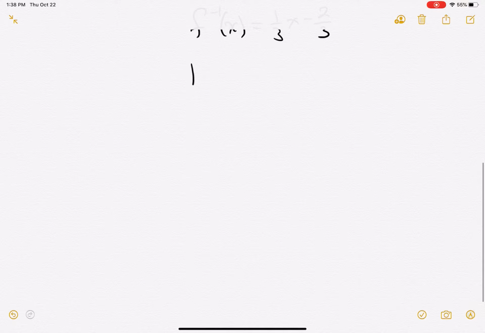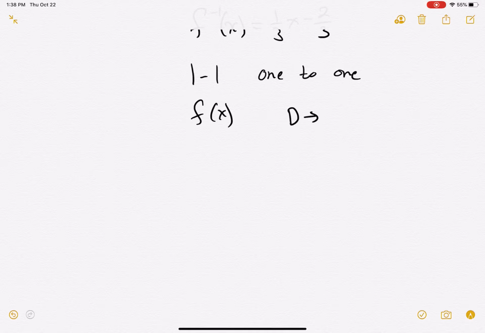I want to talk about one-to-one functions. Functions that we know of are defined such because every element in the domain goes to one element in the range. So for every input, there's exactly one output, no more, no less. If we have a function that is one-to-one, it also means that for every element in the range, it maps to exactly one element in the domain. So it works both ways.